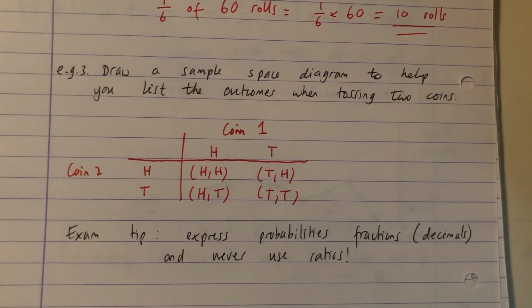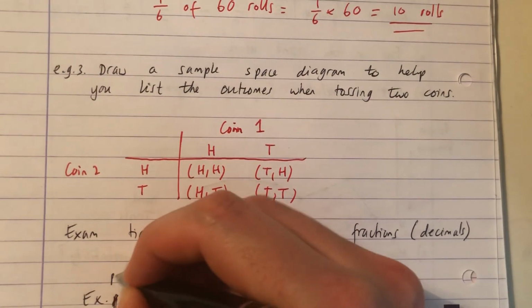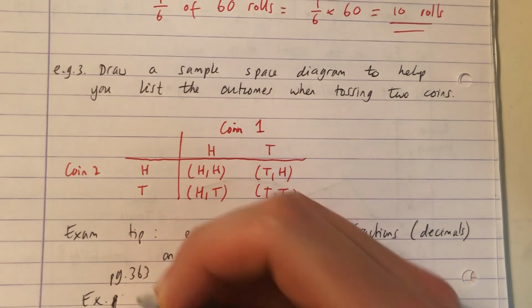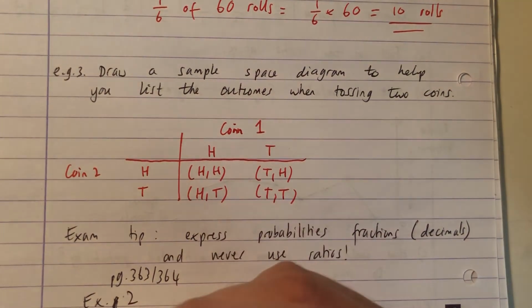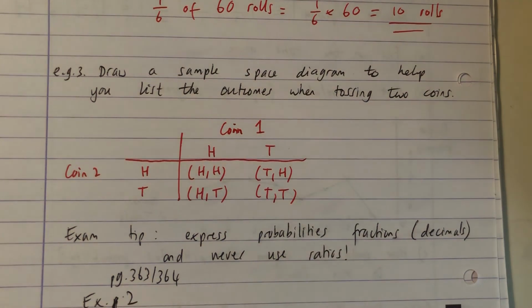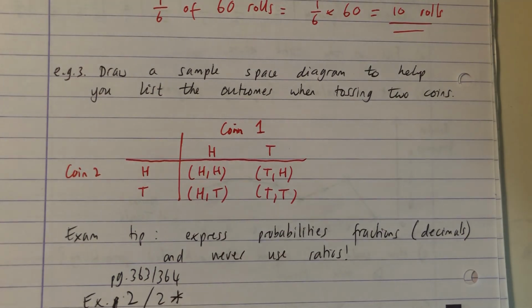unfortunately. So the questions I'd like you to complete today start on page 363, go on to 364. It's just exercise 2. And then move on to exercise 2 star. So it's 2 and 2 star today. And that is pretty much it.